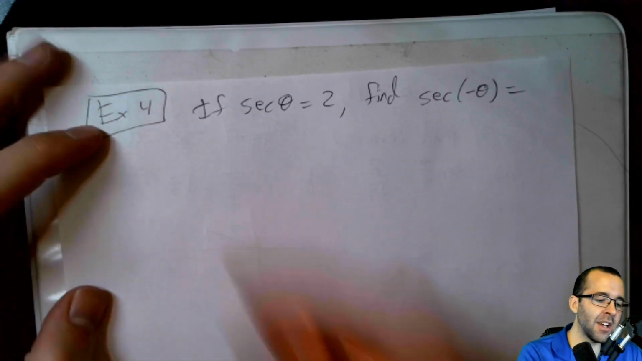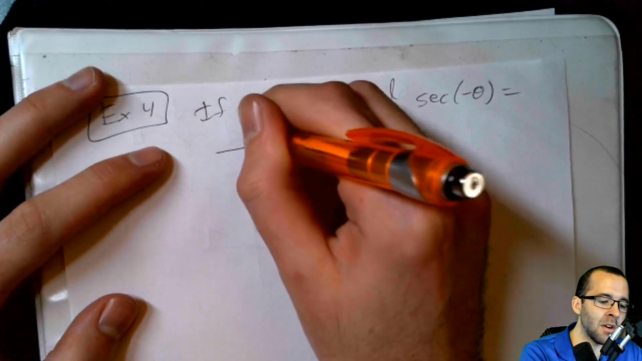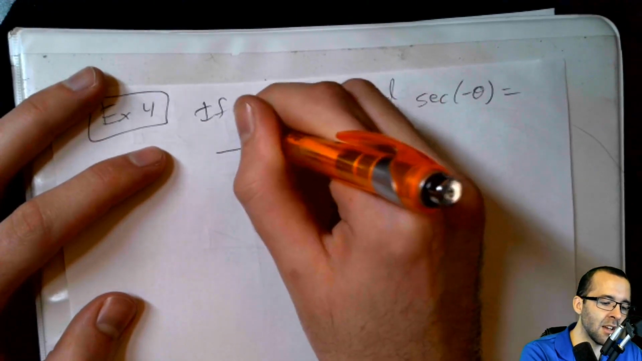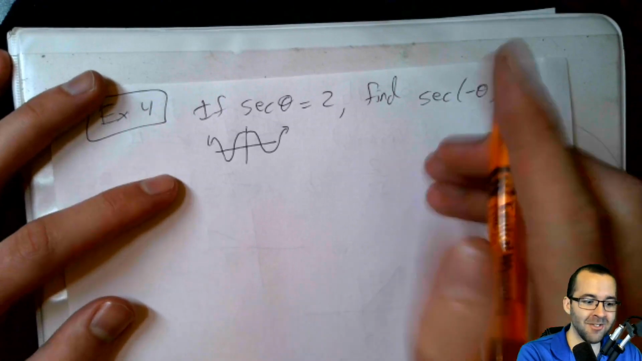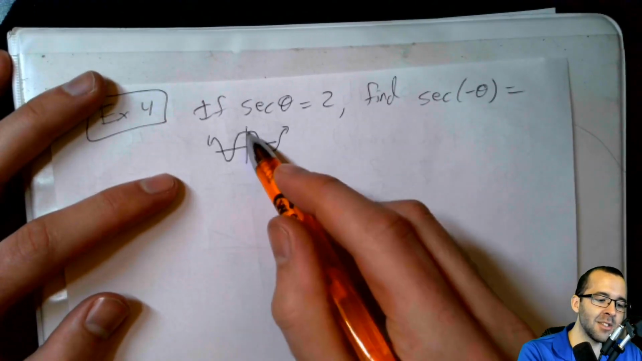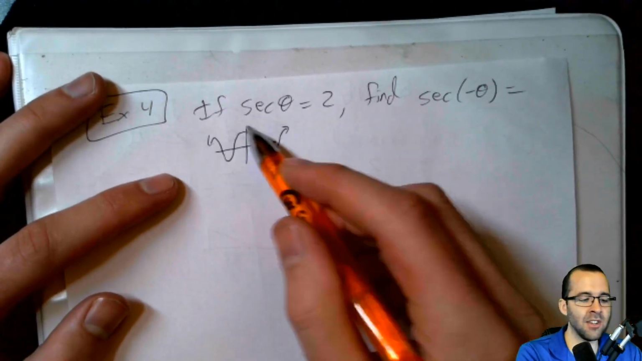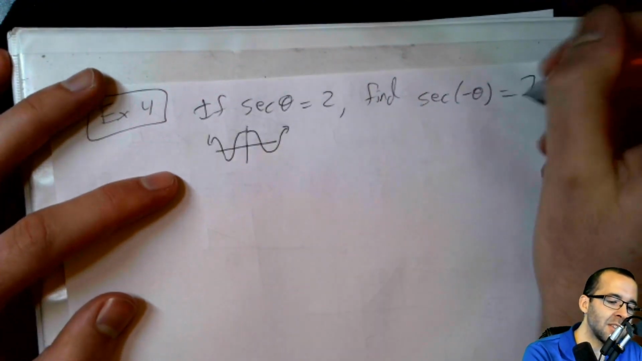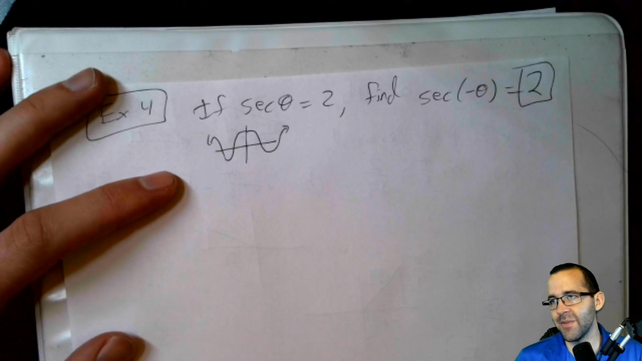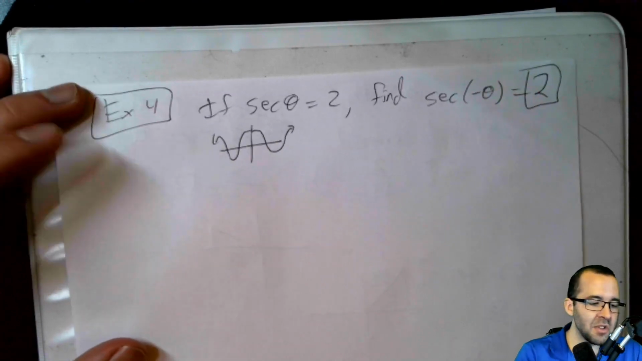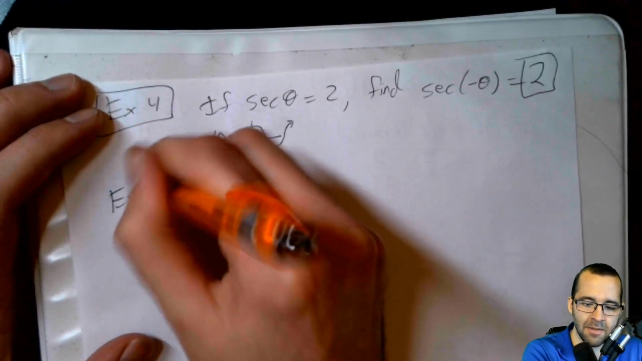Cosine was even. Again, we'll talk a lot more about what graphs look like in chapter 8, which we're going to do right after chapter 7. But this is what cosine looks like. So cosine is even, so secant is even. So this is also going to equal positive 2. All right, so we can just do a couple more of these, right?